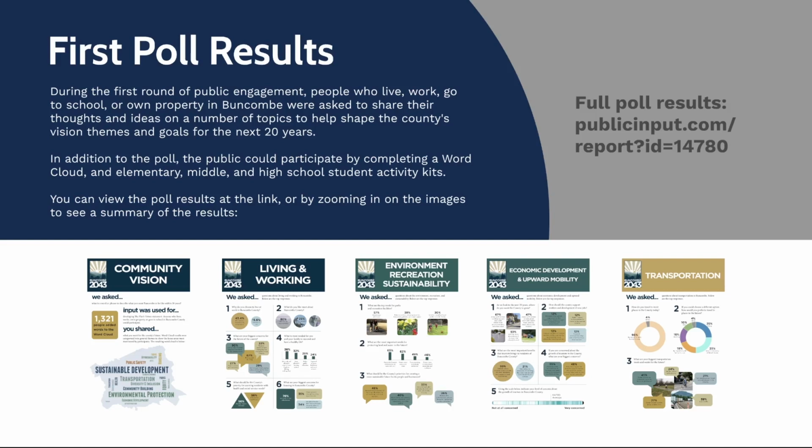Topics include answers about the community's vision, living and working, the environment, recreation, and sustainability, economic development and upward mobility, and transportation. The full report is available on the Comprehensive Plan website. One example from the Living and Working Board shows that people listed the rising cost of living, losing nature areas and farms, and tourism development as their biggest concern for the future of the county.